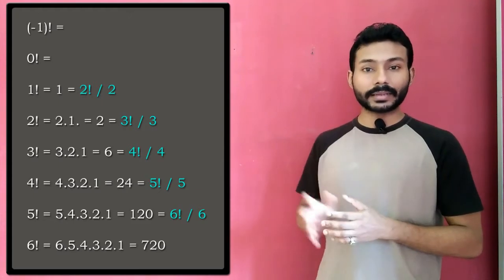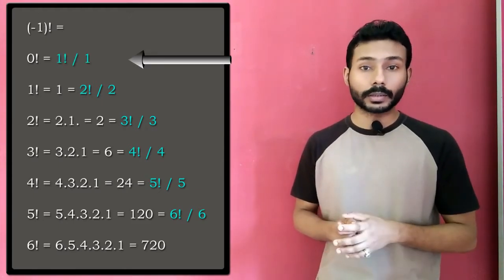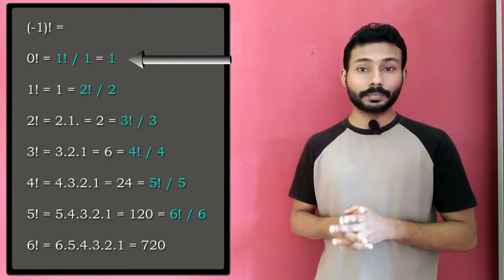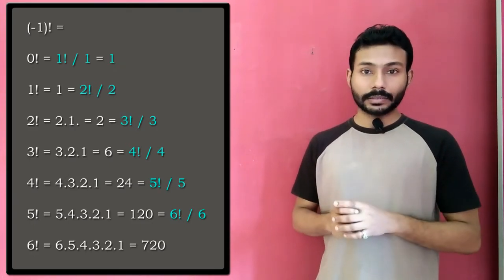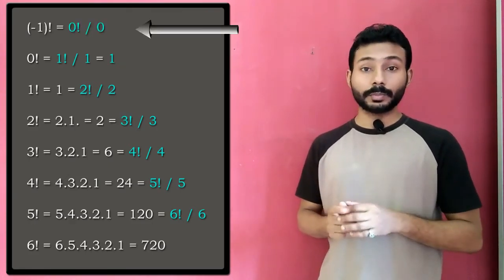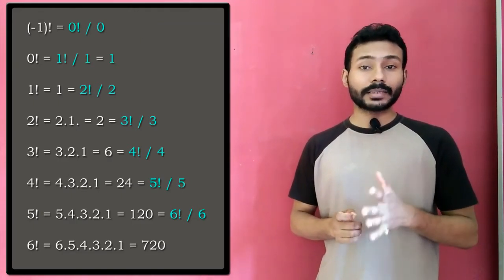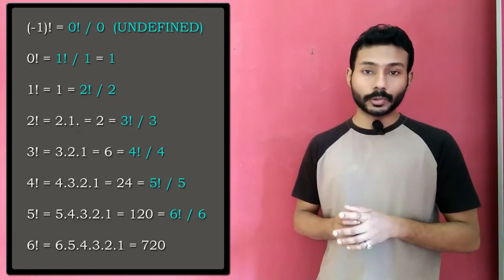If we continue this pattern, the value of factorial 0 would be factorial 1 divided by 1, which is equal to 1. This is what gives factorial 0 the value 1. If we continue this pattern again, the value of factorial negative 1 would be factorial 0 divided by 0. Since any number divided by 0 is undefined, the factorial of any negative number is also undefined.